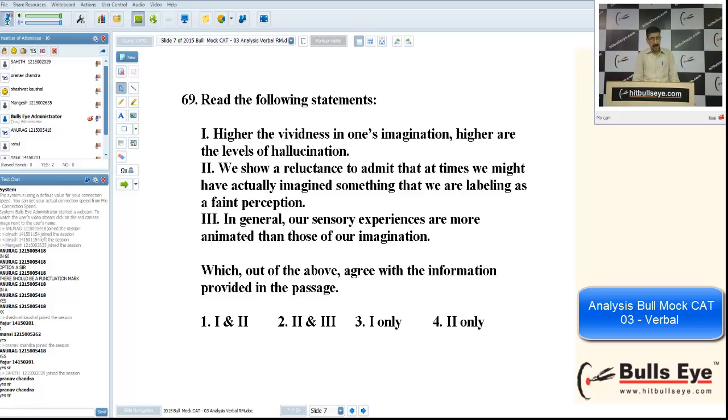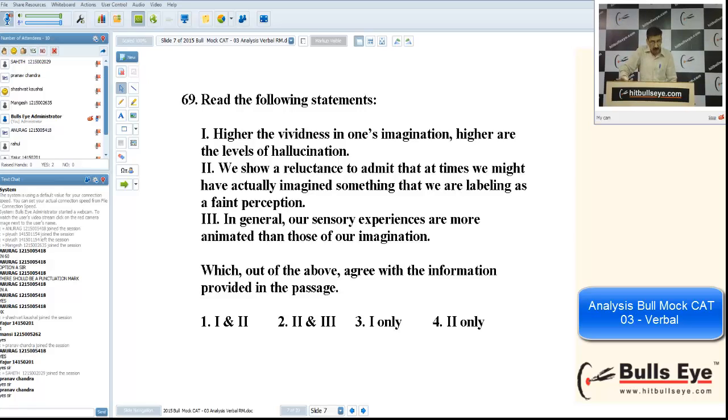It says that higher the vividness in one's imagination, higher are the levels of hallucination. It is technically wrong. It says that if you imagine anything very strongly, and it crosses a certain line or limit, then it can be termed as hallucination. Vividness cannot be termed as hallucination. So it is technically and factually wrong as per the passage.